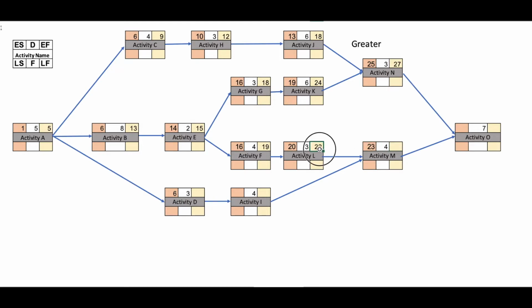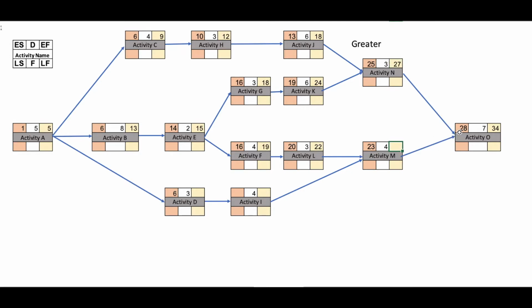So here 23 as early start plus 4, 27 minus 1, 26. So now we have 2, 27 and 26. So this will be 27 plus 1, 28. So 28 plus 7 minus 1, 34. Now here early finish of the last activity is equal to late finish of the last activity.